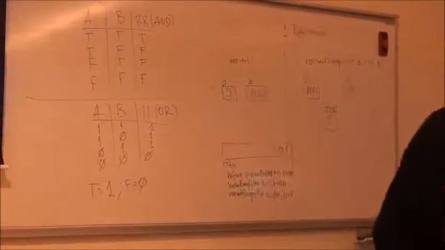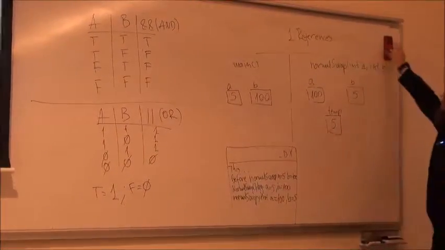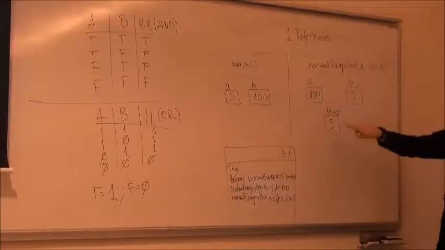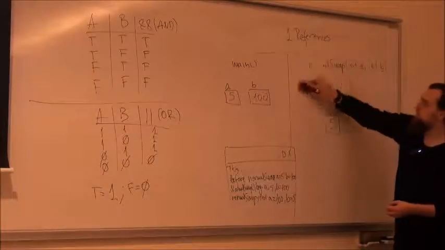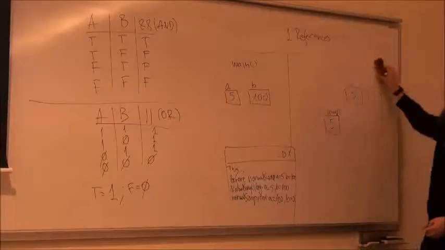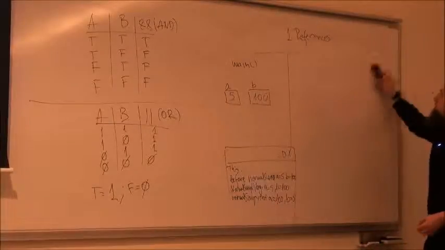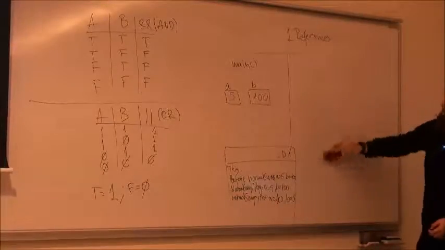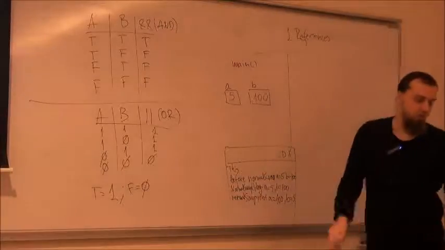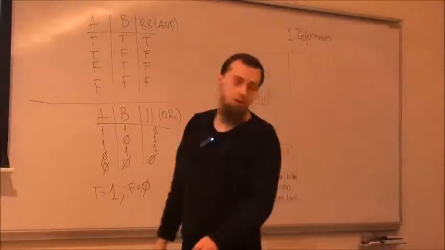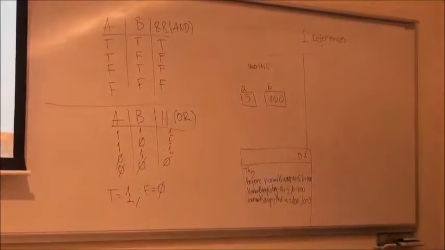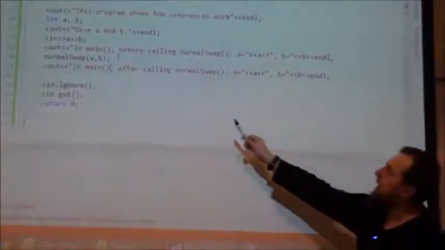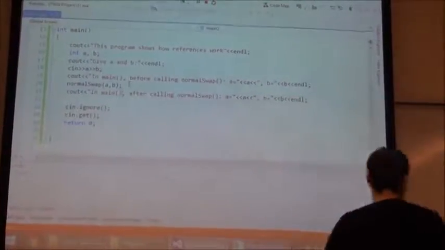And remember, this is very important. When we are about to finish, everything that is associated with a normal swap function is erased from memory. So this is erased. Everything is erased. And we continue to execute our code where we left. And we continue immediately after normal swap. Okay, so it's here. We are in main again after calling normal swap.